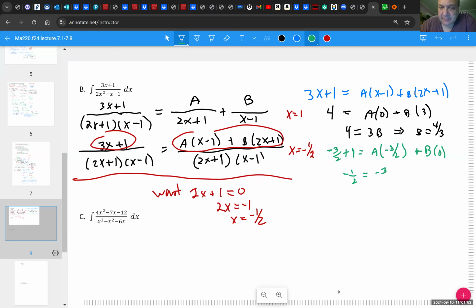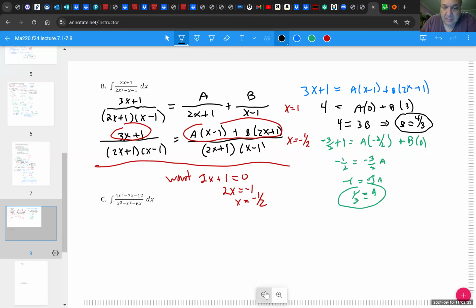Multiply both sides by 2. Divide both sides by negative 3. And I know that a is positive 1/3. So I got my value for b, it's 4/3. And I got my value for a, 1/3. So now I can rewrite my integral here using the smaller fractions.